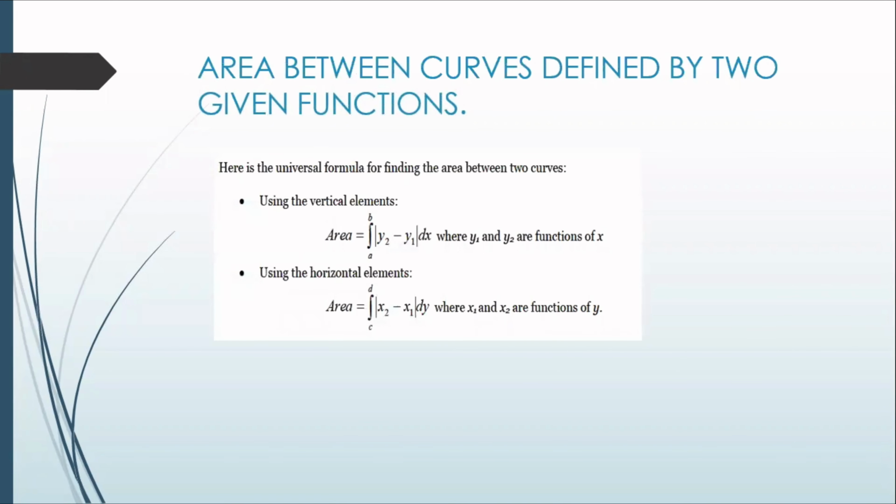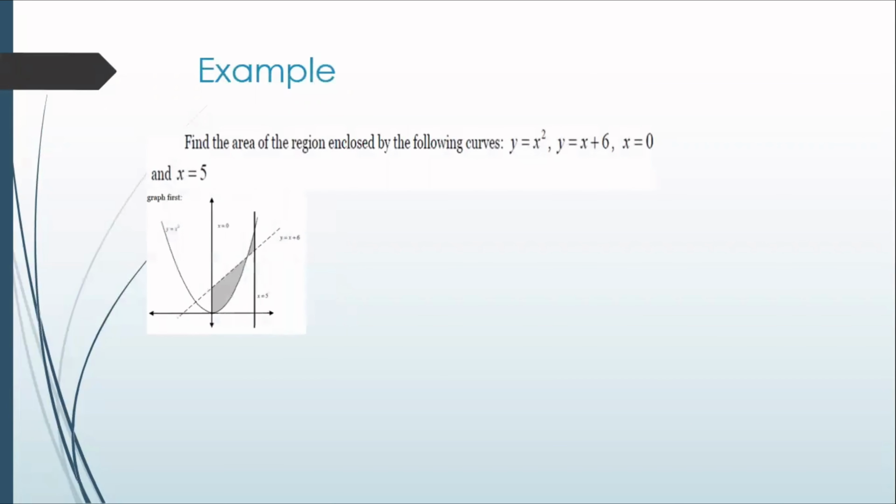Area between curve defined by two given functions. So it means there will be two functions in the graph. So you can find using a vertical element which is y2 minus y1. It means function 2 minus function 1. If you use the horizontal element, you can use x2 minus x1. Let's practice for this one.